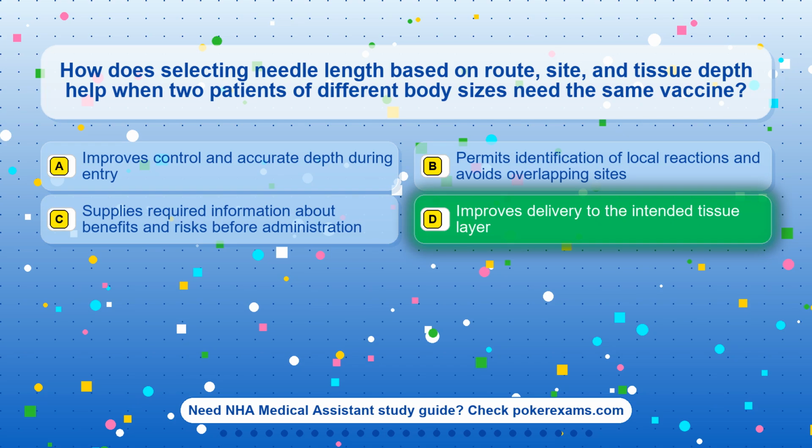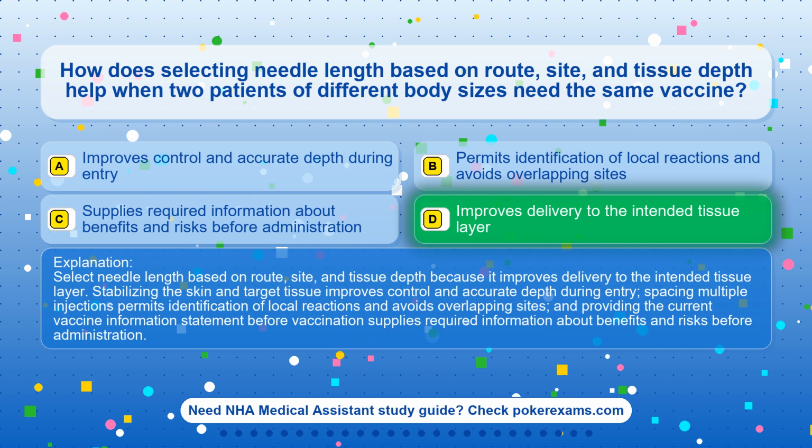The correct answer is option D, improves delivery to the intended tissue layer. Select needle length based on route, site, and tissue depth because it improves delivery to the intended tissue layer. Stabilizing the skin and target tissue improves control and accurate depth during entry. Spacing multiple injections permits identification of local reactions and avoids overlapping sites. And providing the current vaccine information statement before vaccination supplies required information about benefits and risks before administration.